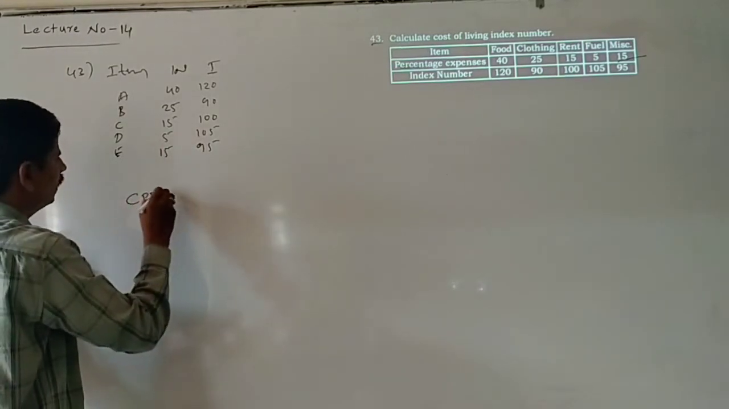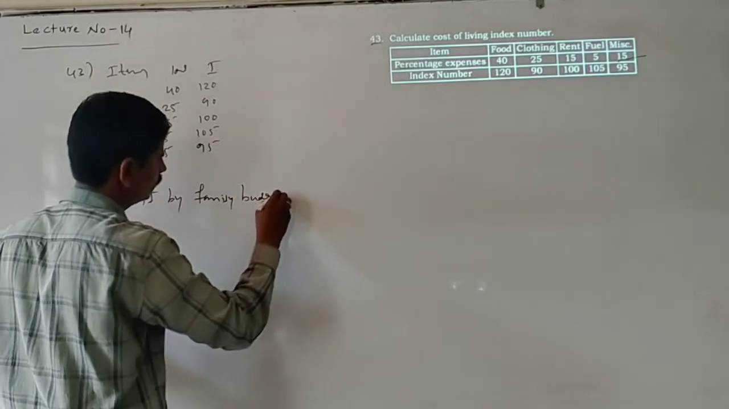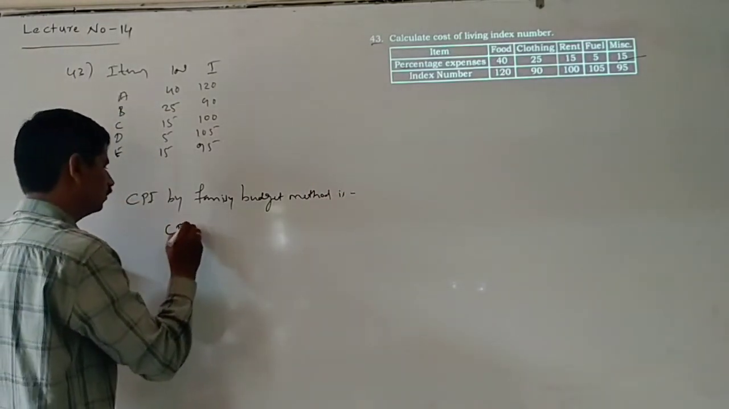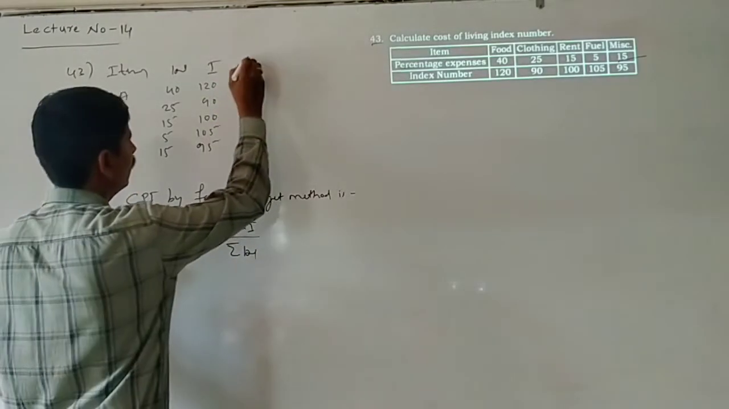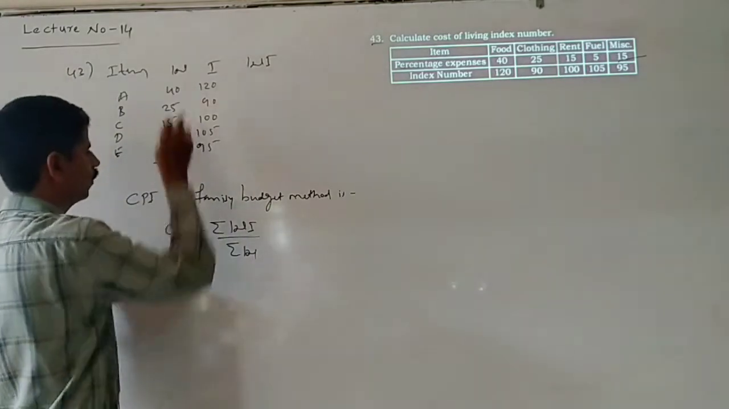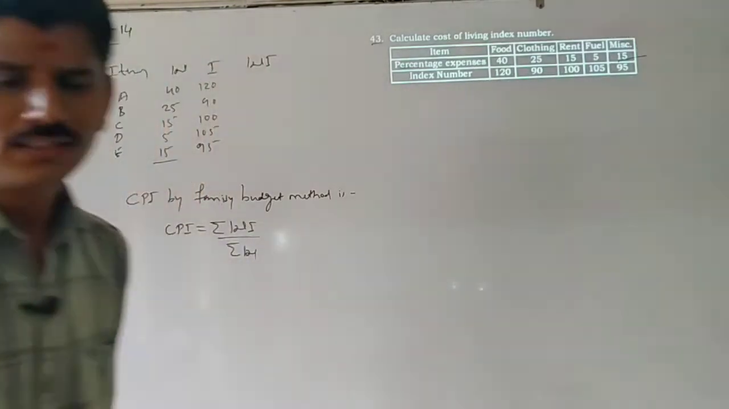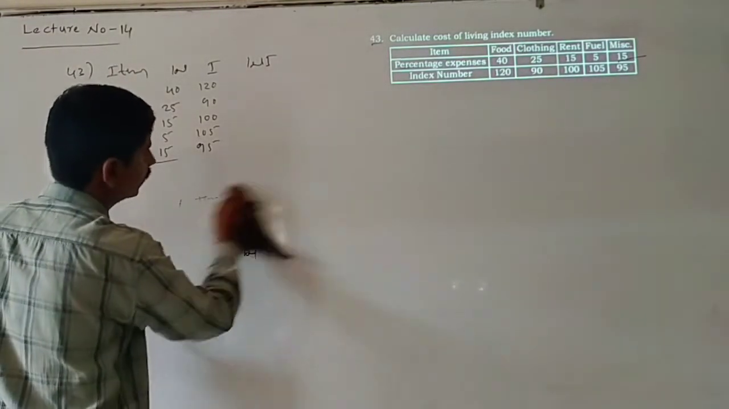Here CPI by family budget method is CPI equal to sum of WI by sum of W. Here you have to multiply W into I, then substitute the values, then you get the consumer price index number or cost of living index number. Here percentage expenses is always the weights and index number is always WI or PI.